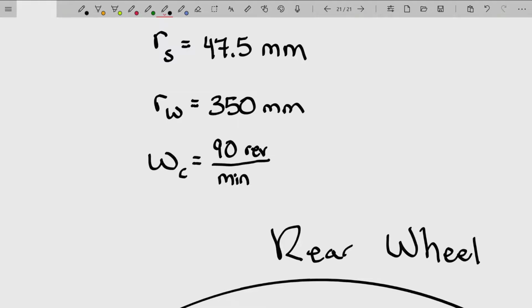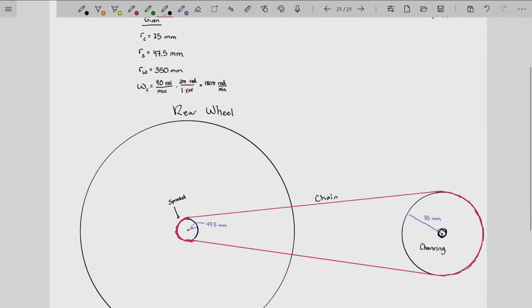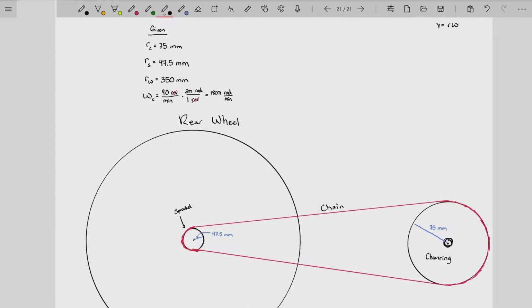However, we know that each revolution is the same thing as 2 pi radians. And so we can cancel the word revolutions. And now we know how many radians per minute she's spinning that chain ring. I hope that all makes sense. So let's see, that's 180 pi radians per minute. That's how quickly she is spinning that chain ring. That's the stuff that we were given.